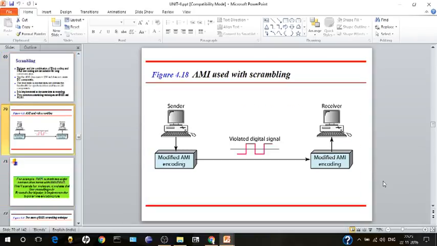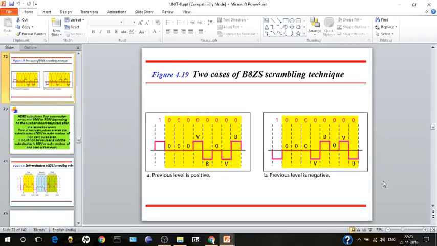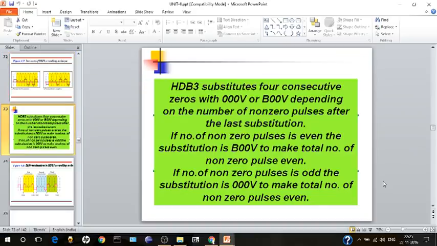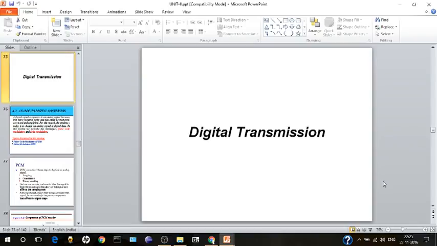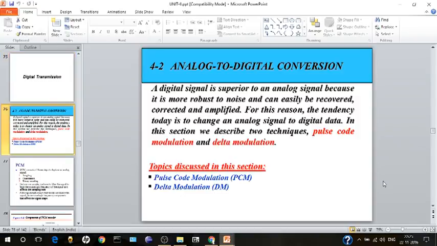You can see the voltage signal over here. Let's have a look at the graphs. These are both two graphs. We can observe the differences between the positive one and the negative one. You'll come to know about it much easier. This is HDB3 scrambling technique. It's one of the good techniques.